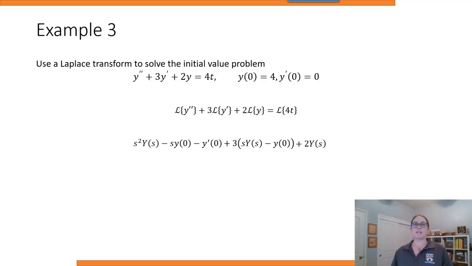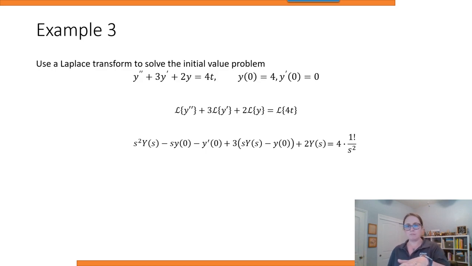And on the right, I had to use a formula to find the Laplace of 4t. And so the 4, I can just pull out front. The Laplace of t is going to be 1 factorial over s to the 1 plus 1. So 1 over s squared is what we get on the right side there, times that 4.